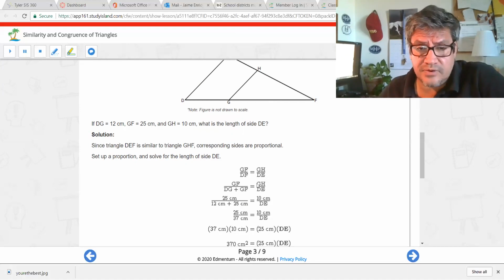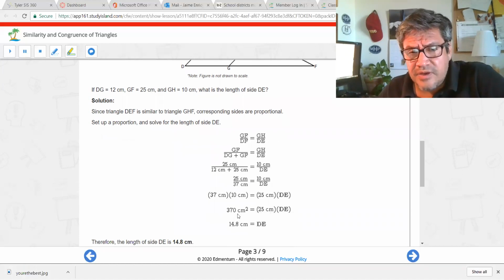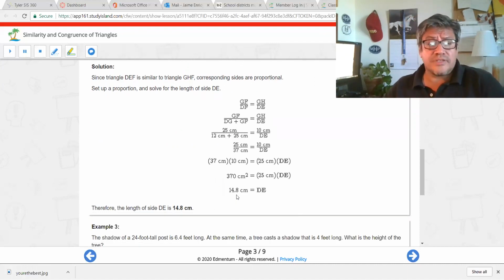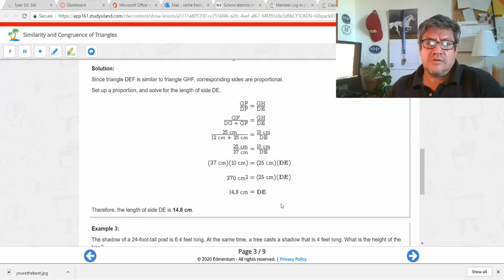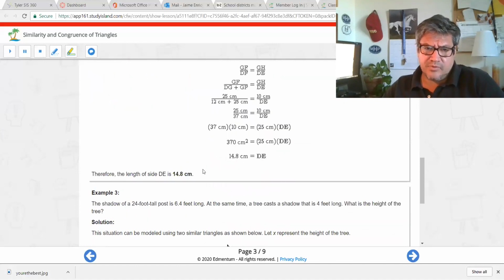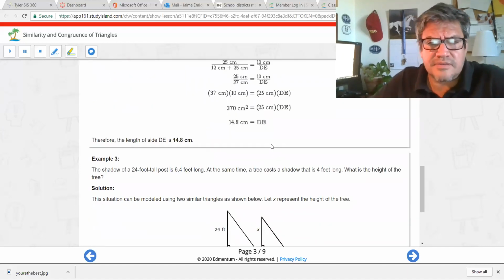10 centimeters for the length of GH. So this is a simple solve, cross multiplication. DE times 25 equals 37 times 10. You get 370 centimeters divided by 25 equals DE, which then comes out to 14.8 centimeters. So what is the length of side DE? So this is 14.8. So let's take a look at the next example here.